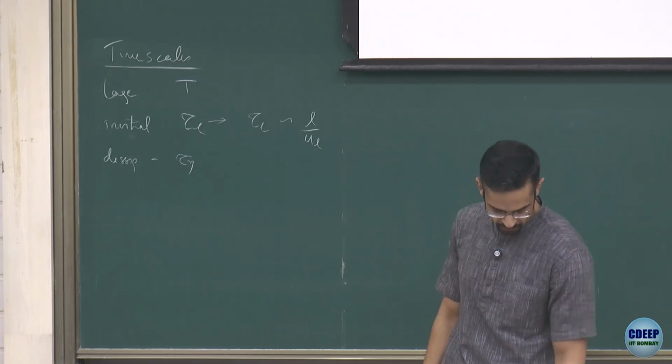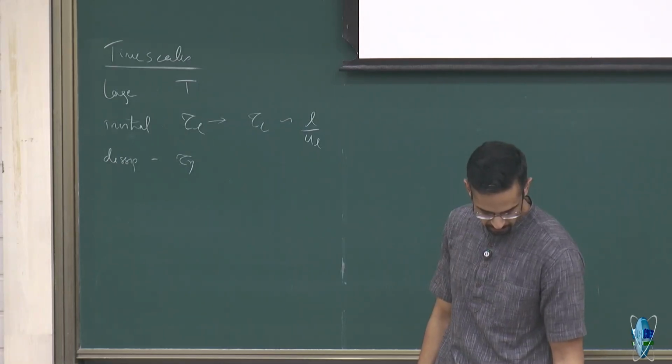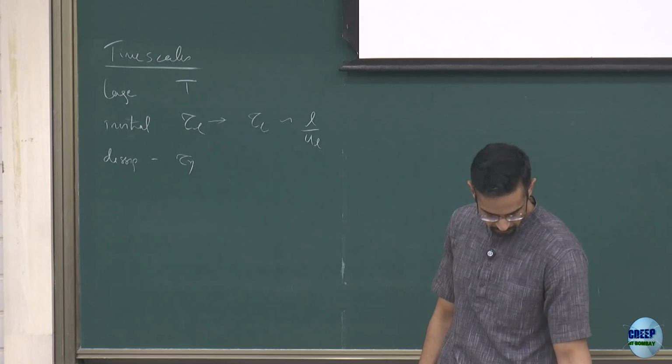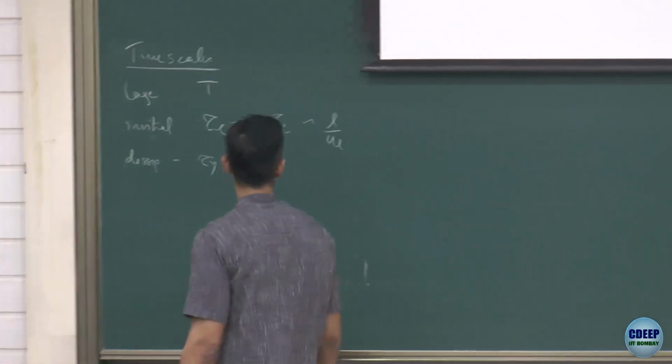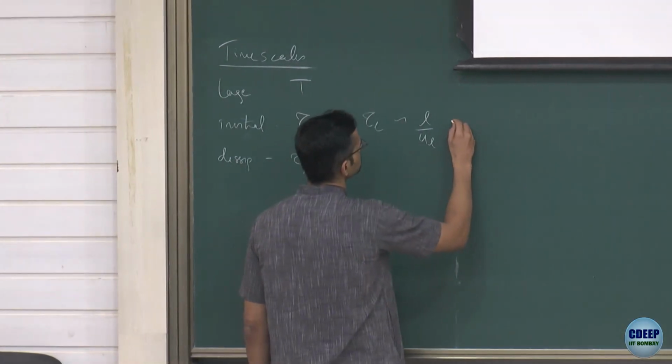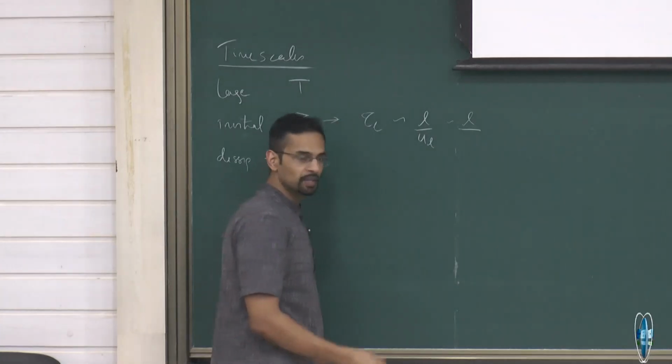Can you see if you can figure out what it should be? How will it scale with L? What is U? Epsilon L to the 1 by 3.